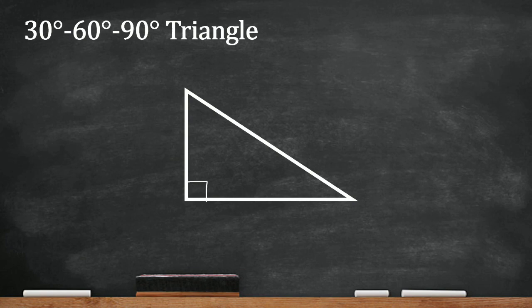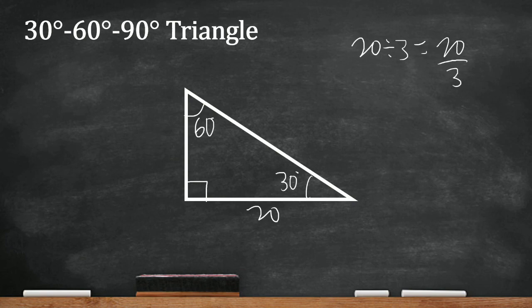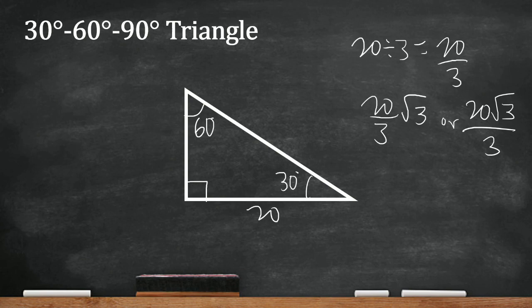Another example, this is 90 degrees and this is 60 degrees, 30 degrees. Now, how about if the side opposite 60 is 20? Same process, just divide 20 by 3, which is 20 over 3, or 20 thirds. Just copy 20 thirds and multiply it by square root of 3, or you can say 20 square root of 3 divided by 3. That is now the measurement of the side opposite 30 degrees. So 20 square root of 3 divided by 3.